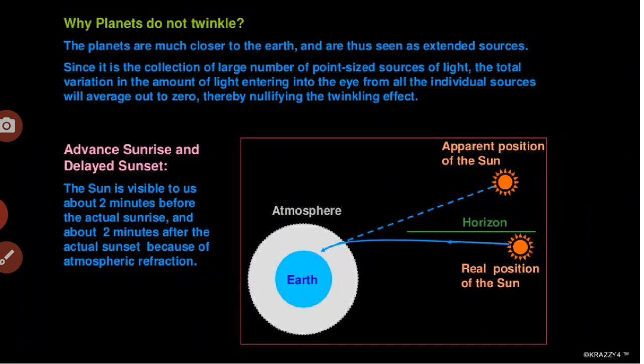The actual and apparent position of the sun with respect to the horizon. The time difference between the actual sunset and the apparent sunset is about 2 minutes. The apparent flattening of the sun's disk at sunrise and sunset is also due to the same phenomenon.